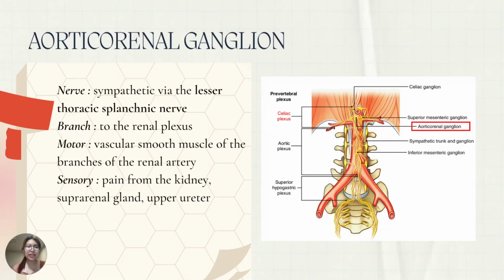This is the aorticorenal ganglion. The sympathetic system passes via the lesser thoracic splanchnic nerve, with branches to the renal plexus. The motor function is supplying the vascular smooth muscle of the branches of the renal artery, while the sensory function is to receive pain sensation from the kidney, suprarenal gland, and upper ureter. The aorticorenal ganglion is a sympathetic ganglion located above or near the origin of the renal artery from the abdominal aorta.